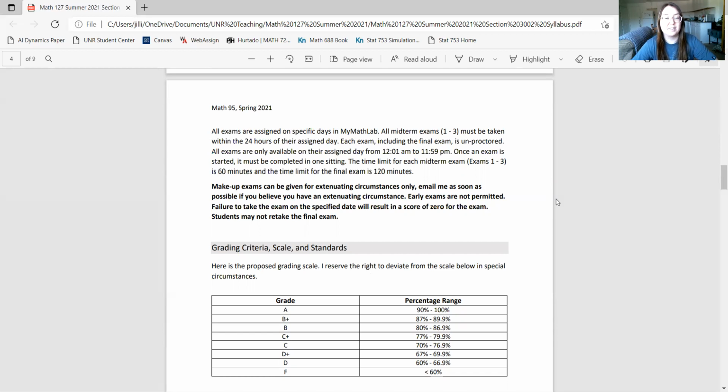Students cannot retake the final exam. So that would be the only exam you cannot retake. No rescheduling, no retaking, no early final exam. You have the whole day to do the final exam. You have to do it that day.